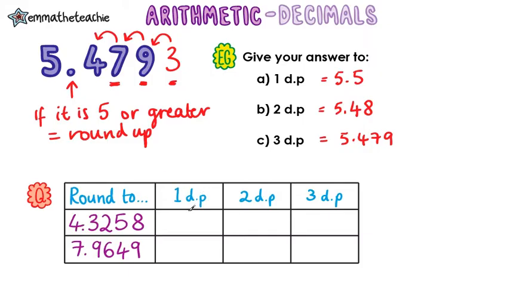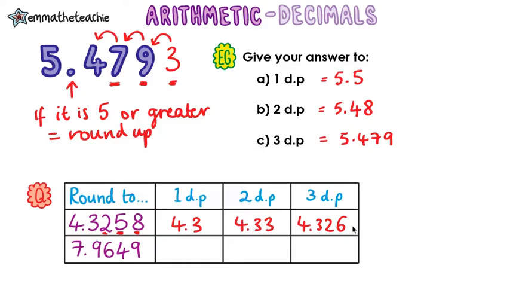Okay, we're going to start by rounding to 1 decimal point. So we're going to look at the 2. The 2 is less than 5, so we're going to leave the 3 as it is, and it gives us 4.3. 2 decimal points, we look at the 5. This is 5, so we're going to round up, and that 2 becomes a 3. So it's 4.33. 3 decimal points, we're going to look at the 8, and the 8 is greater than 5, so we're going to round the 5 up to a 6. 4.326.